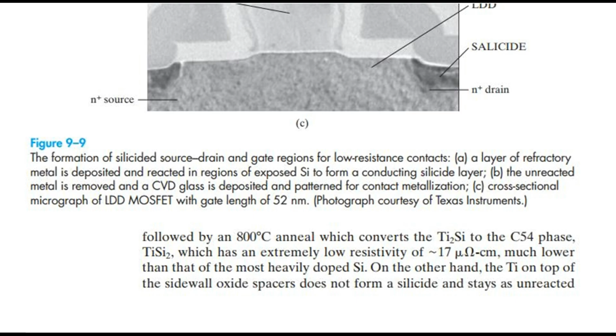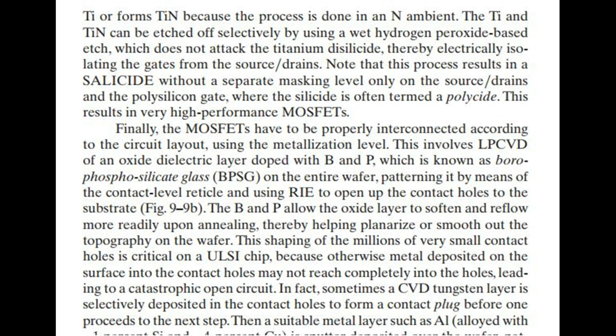On the other hand, the titanium on top of the sidewall oxide spacers does not form a silicide and stays as unreacted titanium or forms TiN because the process is done in a nitrogen ambient. The titanium and titanium nitride can be etched off selectively by using a wet hydrogen peroxide-based etch, which does not attack the titanium disilicide, thereby electrically isolating the gates from the source/drains.